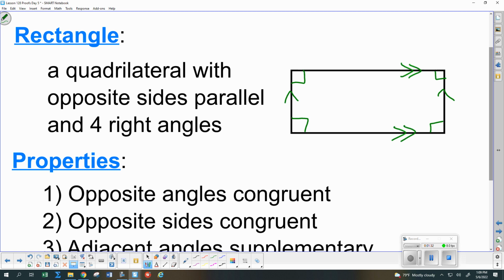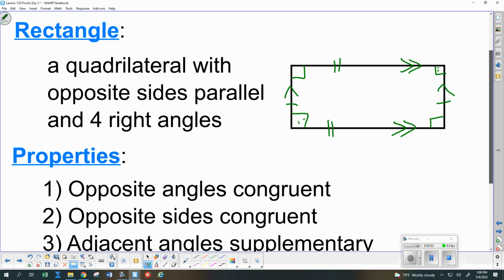Because it's a parallelogram, remember we did talk about a lot of other properties of parallelograms. One of them was that opposite angles are congruent. Well, if they're 90 degrees, of course they're congruent to each other. So that one doesn't really give us something new. Opposite sides are congruent. We can mark that on here. That's a property of a rectangle. The left and the right have to be congruent. The top and the bottom are a different measure, so we'll use a different congruency symbol there.